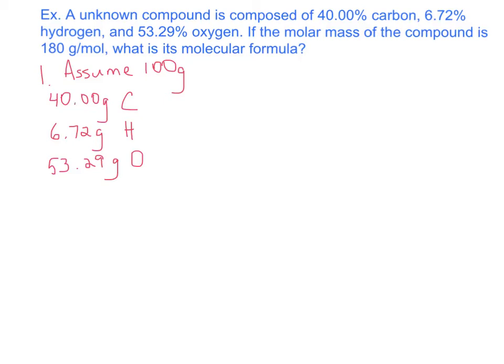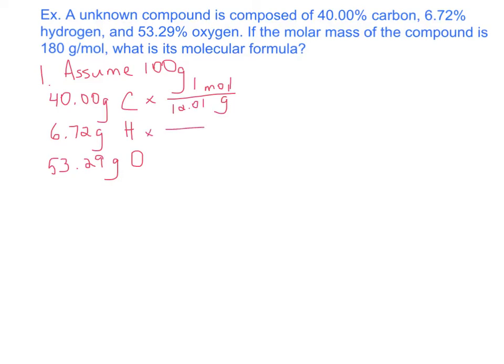So now we've done the first step. We've converted from percents to grams. Now we need to go from grams to moles. Okay? So if we have grams on the top, we'll put it on the bottom, and we'll put moles on the top. What is the molar mass of carbon? It is 12.01 grams per 1 mole.